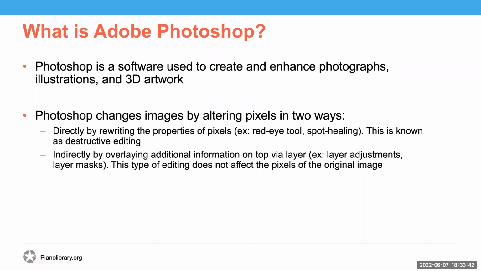The second way that Photoshop edits is indirectly, and this is by overlaying additional information on top of your original image via layers. This is the type of editing that oftentimes gets referred to as laying transparent sheets on top of each other. The type of editing we're going to be focusing on today is called layer editing. We're not going to be directly affecting the pixels of the original image, and we're not going to be doing any of that destructive editing today.